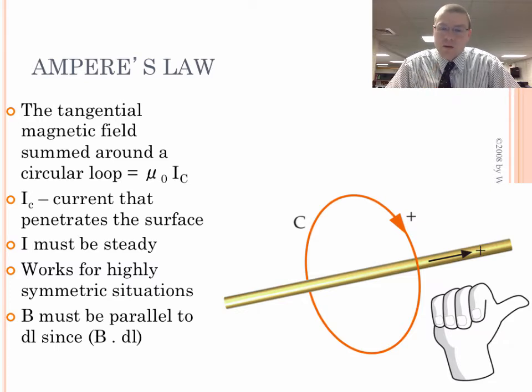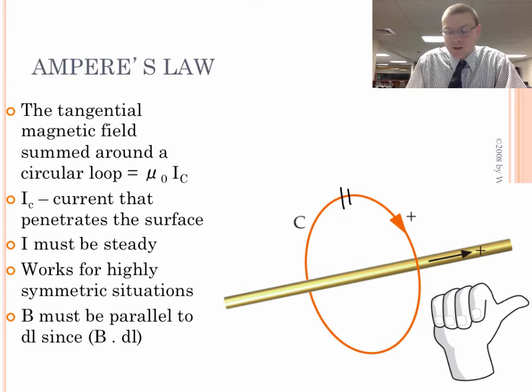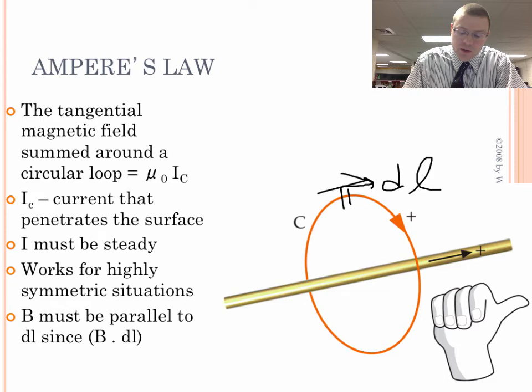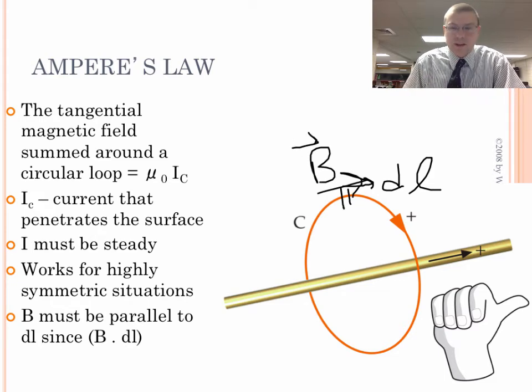One thing: the current must be steady, and it's going to work in highly symmetric situations. Things that are not symmetric aren't going to give you good magnetic field strengths. And B must be parallel to dl. What do I mean by that? If you pick this little tiny segment dl of the wire up here, and you put your thumb in the direction of current and curl your fingers, you know the magnetic field also points in that same direction. So the magnetic field and the length vector should be parallel.